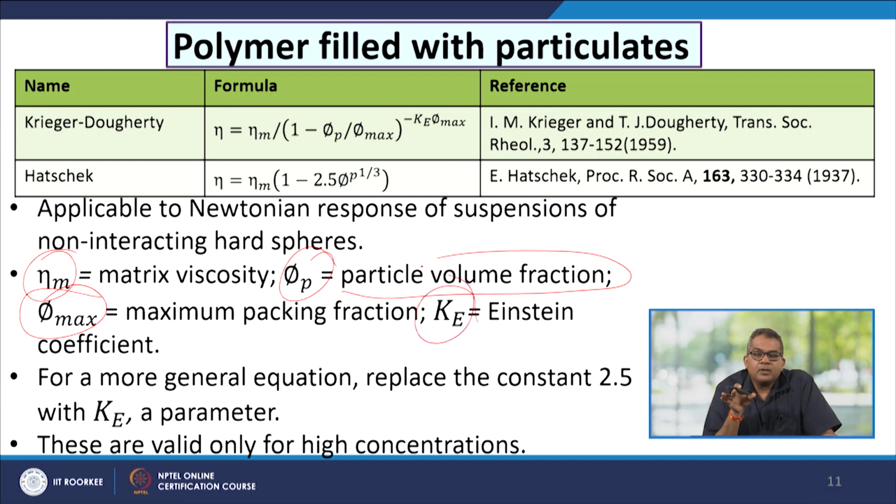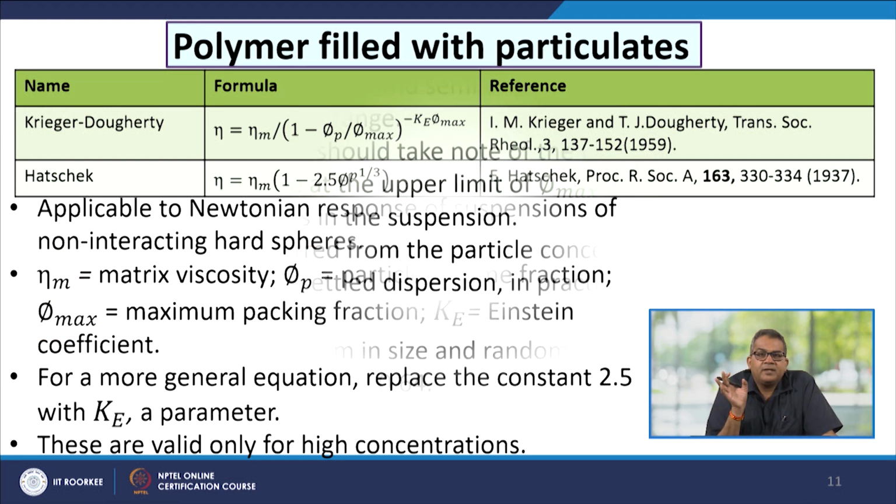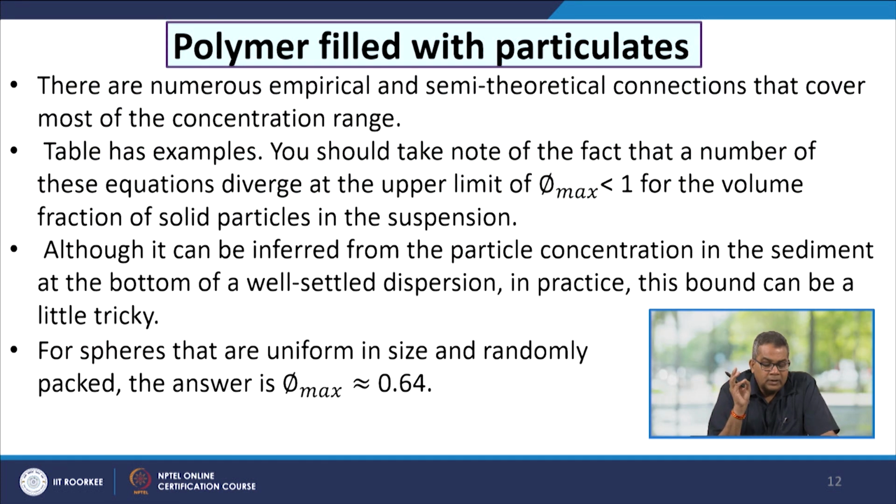For a more general equation, the constant 2.5 can be replaced with k_e, a parameter, and these are valid only for high concentration. Now, there are numerous empirical or semi-theoretical connections that cover most of the concentration range. Now, this table has an example. You should take note of the fact that a number of these equations diverge at an upper limit of phi maximum, which is less than 1 for the volume fraction of solid particles in the suspension.